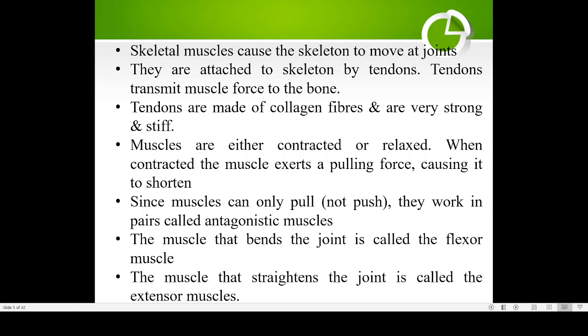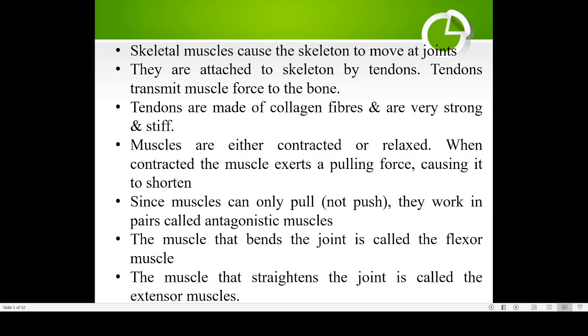Since a muscle can only pull, it cannot push. They work in pairs called antagonistic muscles. Earlier I told you, here there is a bicep muscle and here there is a tricep muscle. They work in opposite directions. When the bicep is contracting, it causes the folding of the arm. When the tricep muscle is contracting, it causes the straightening of the arm. This kind of opposite action, a pair of muscles which work in opposite actions, is known by the name antagonistic. Antagonistic means just the opposite.